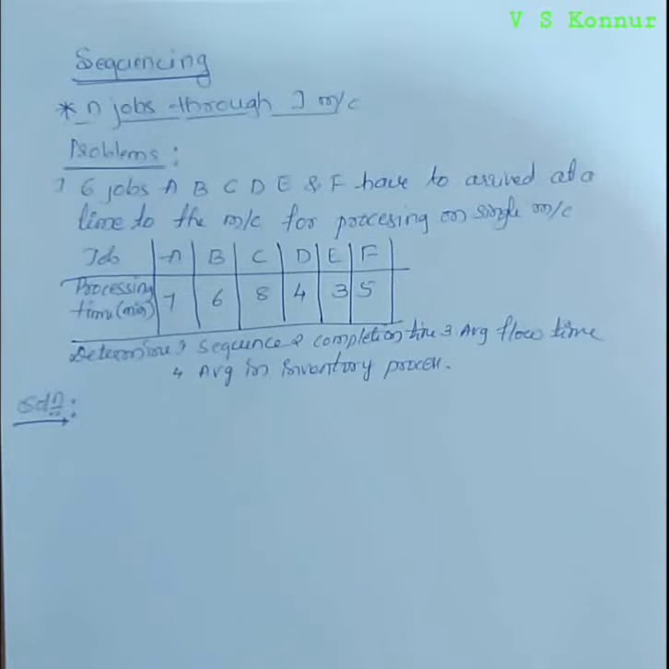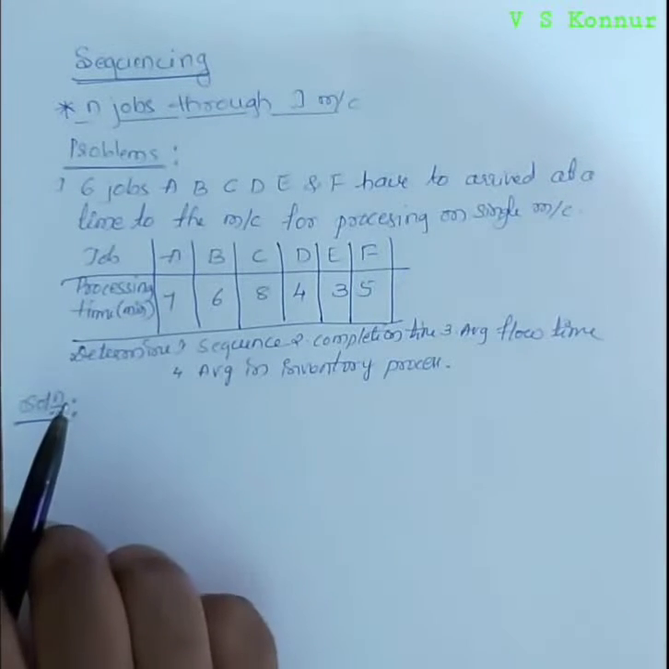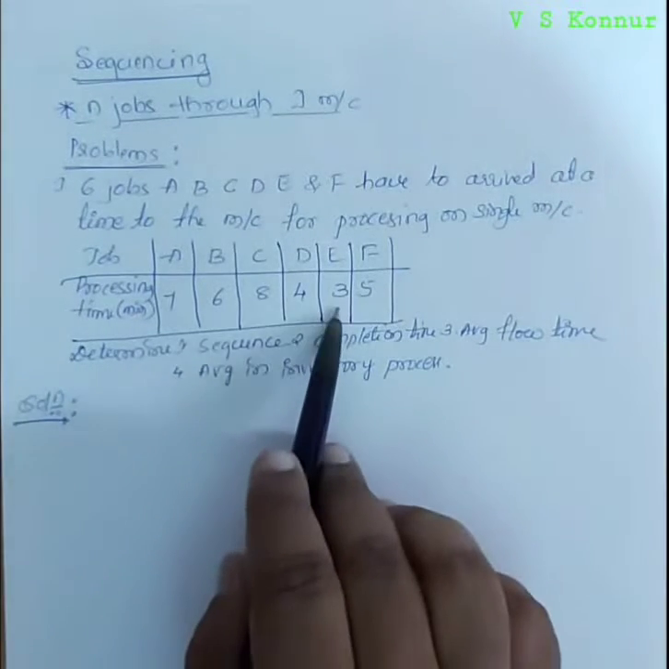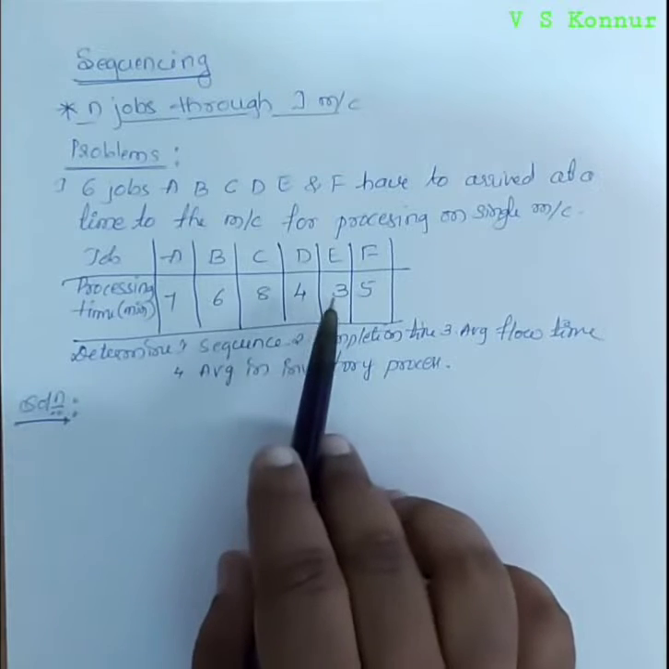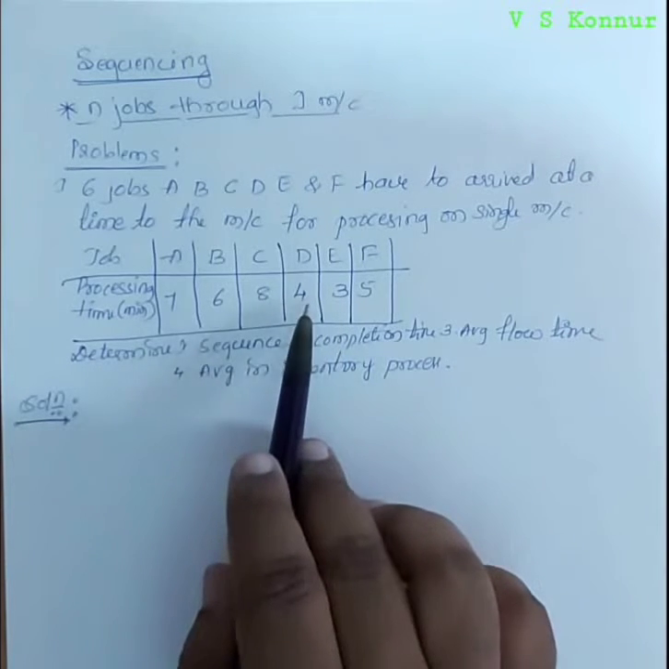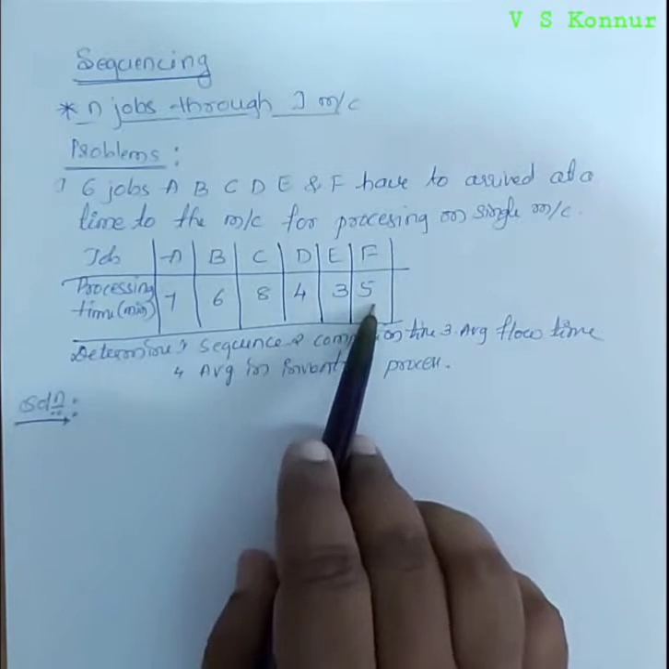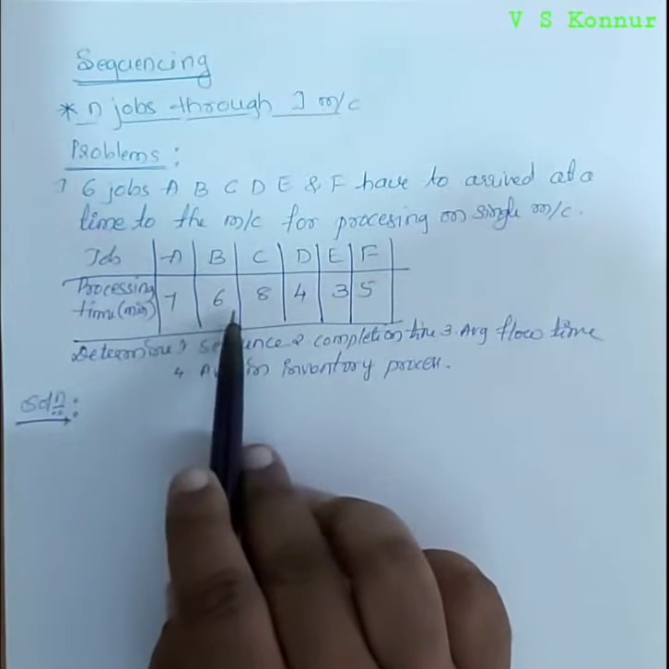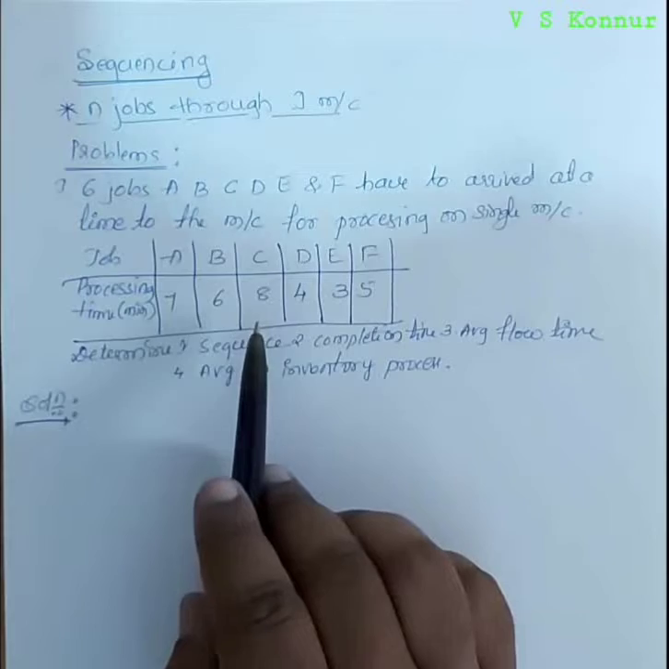So this is what is given. Now we have to solve this problem. For that we have to find the sequence of the operation. For the sequence, the least value has to be taken first. Least is 3. The next least is 4. Next least is 5. Next to that 6, next 7, next 8. The least value will be taken at the beginning.